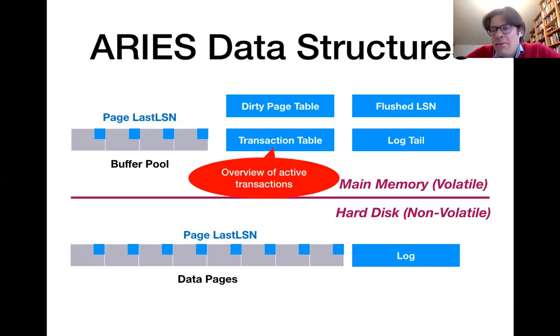The transaction table is an auxiliary data structure which keeps track of transactions that are currently active. For each transaction, it stores the current status, whether the transaction is currently running or whether it has already decided to commit, for instance. And also for each transaction, we keep track of the last log line, of the last log sequence number that this transaction has generated.